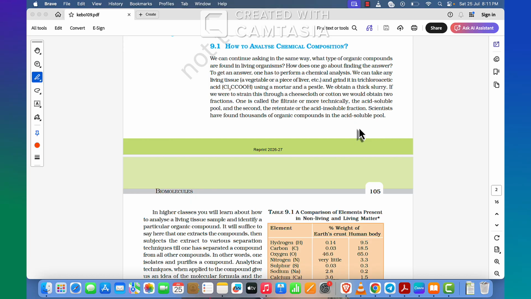trichloroacetic acid, Cl3CCOOH, using a mortar and a pestle. We obtain a thick slurry. If we were to strain this through a cheesecloth or cotton, we would obtain two fractions. One is called filtrate, or more technically the acid-soluble pool, and the second, the retentate or the acid-insoluble fraction. Scientists have found thousands of organic compounds in the acid-soluble pool.